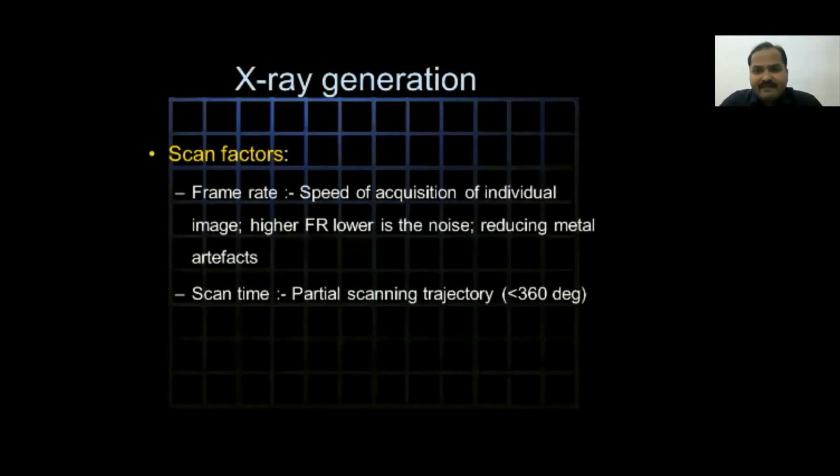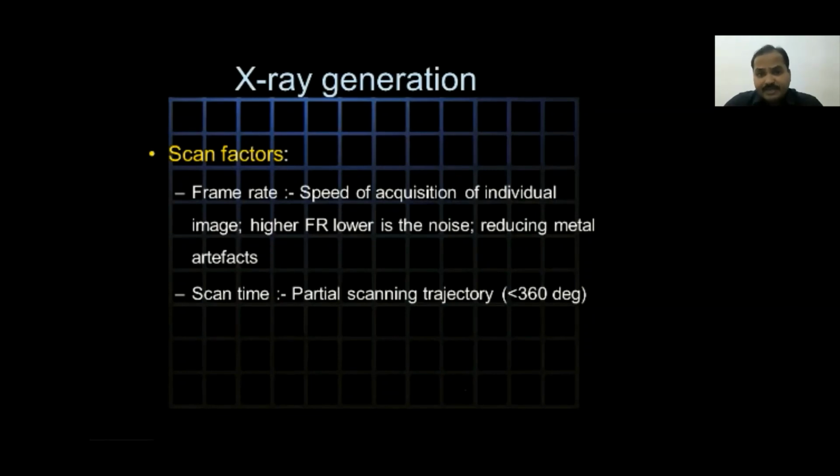Then certain scan factors are also there which determine the X-ray generation, just like the frame rate which is applicable in CBCT, which is the speed of acquisition of the individual image. So higher the frame rate, lower will be the noise. Noise is seen as graininess in the image. And if we keep the frame rate higher, it helps in reducing the metal artifacts also.